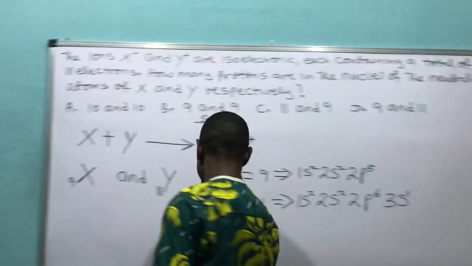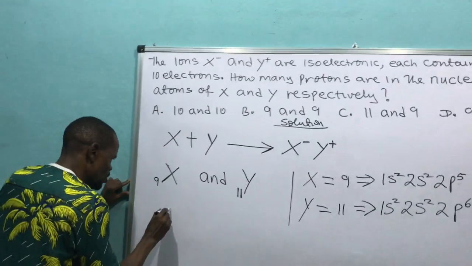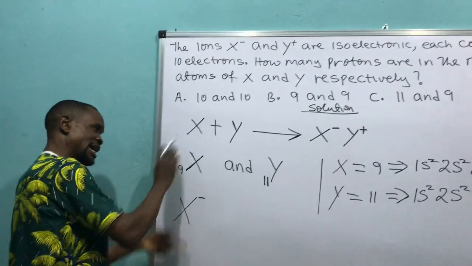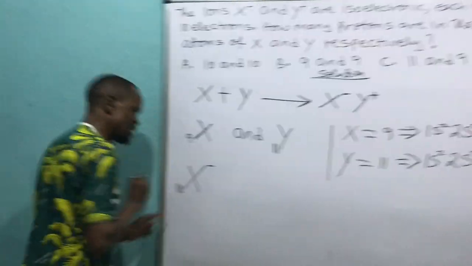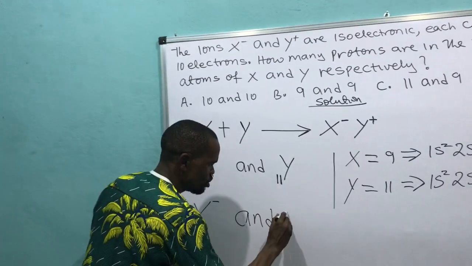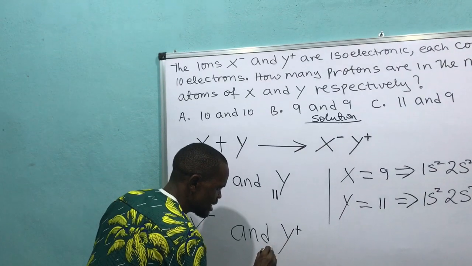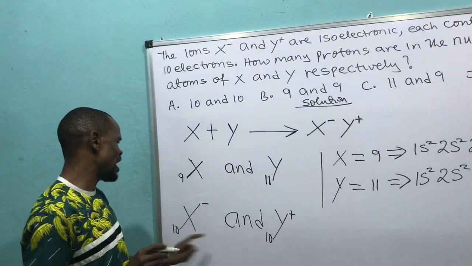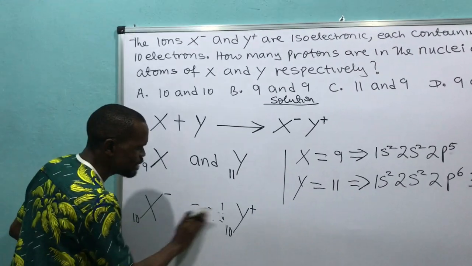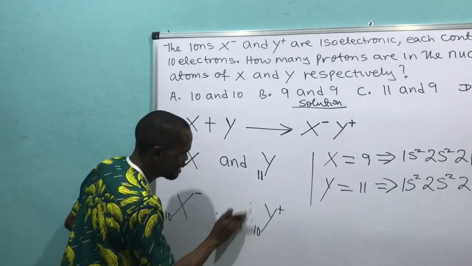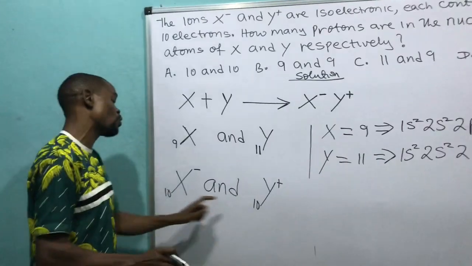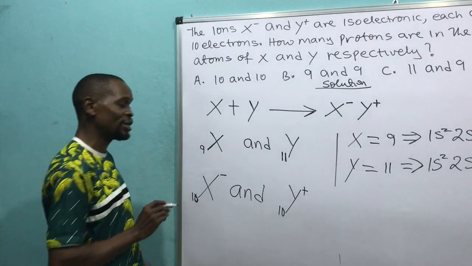Now, look at after the reaction. When X has reacted, having X minus, it accepted an electron and becomes 10. And Y loses an electron, so it becomes positive and also becomes 10. Have you seen that they now have 10 and 10? These two become what we call isoelectronic. That means after the reaction, they have an equal number of electrons, and we say isoelectronic.